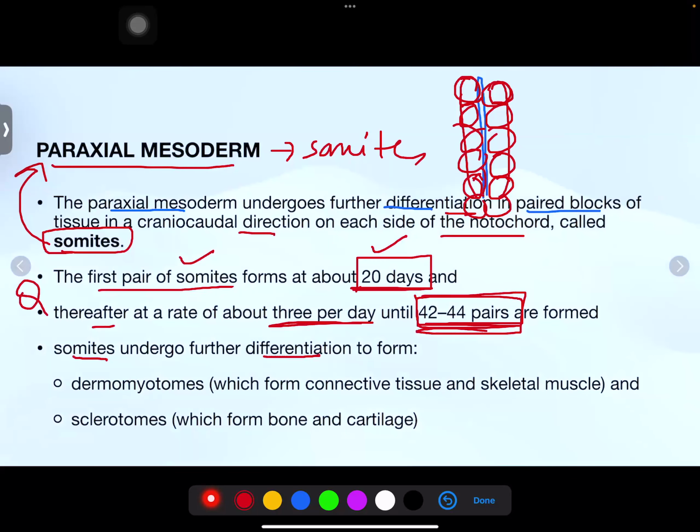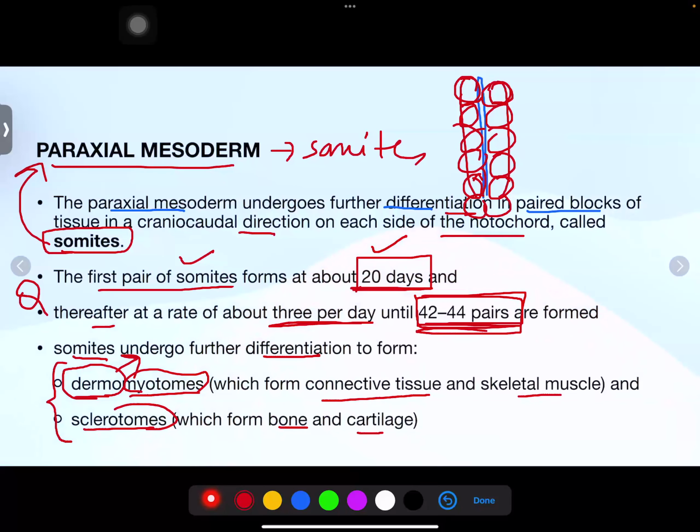Dermatomes, or dermomyotomes, and sclerotomes. So the dermatome and myotomes form the connective tissue and skeletal muscles. Sclerotomes form bone and cartilage. Okay, so now you know the development of mesoderm. From the paraxial mesoderm, the dermatomes, myotomes and sclerotomes develop, so the bone, cartilage, connective tissue, skeletal tissue, all these things are developed from the paraxial mesoderm.